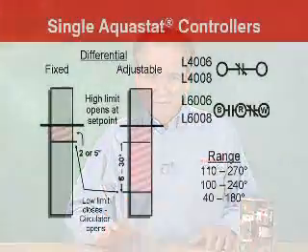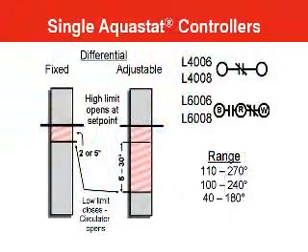Some specific models of the controllers we've looked at so far have adjustable differential. Others have fixed differential. Imagine how a high limit works. As the water temperature rises to the set point, the contacts open and the burner stops. As the water cools off, the switch remakes at some point below the set point. The difference is the differential. This remake point can be adjusted to occur between 5 and 30 degrees below the set point.